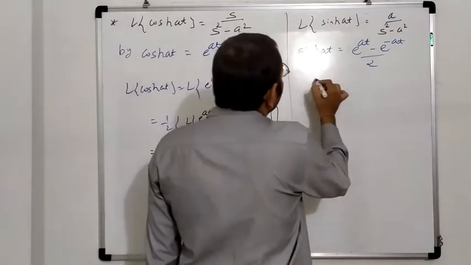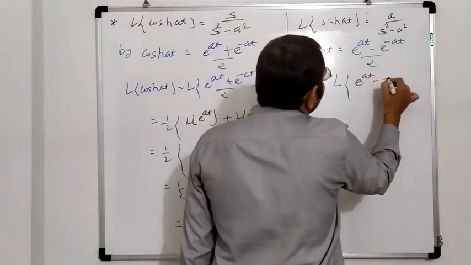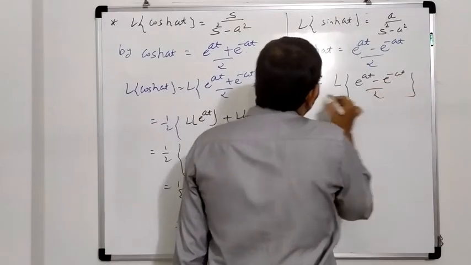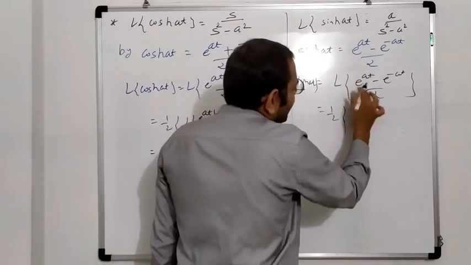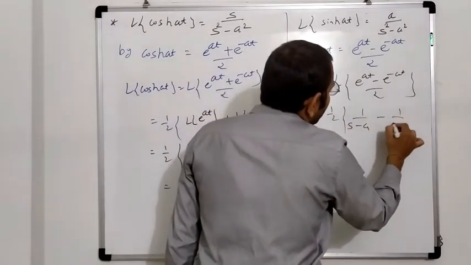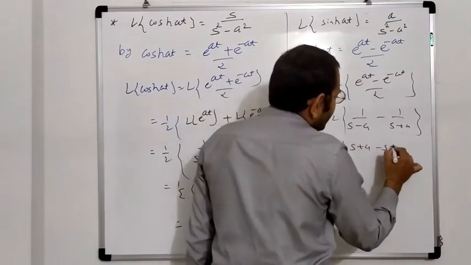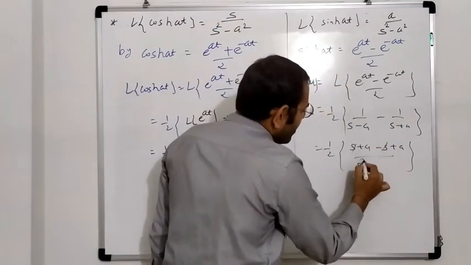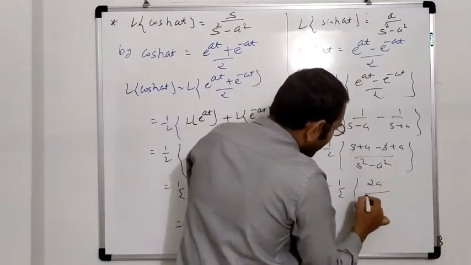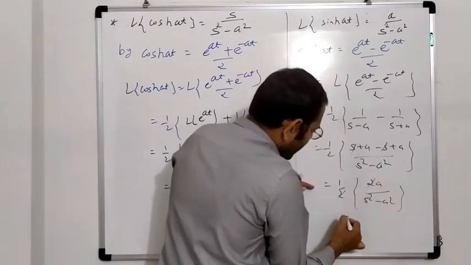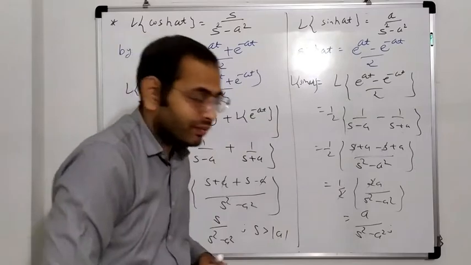Similarly, here we use Laplace of e raised to at minus e raised to minus at, by 2. For Laplace of sinh at, one half Laplace of e raised to at is 1 upon s minus a, and here 1 upon s plus a. Then cross multiply: s plus a minus s plus a, the s cancels out, leaving a minus b, a plus b, over s square minus a square. Then one half times 2a over s square minus a square, the 2 cancels, so we get a upon s square minus a square.